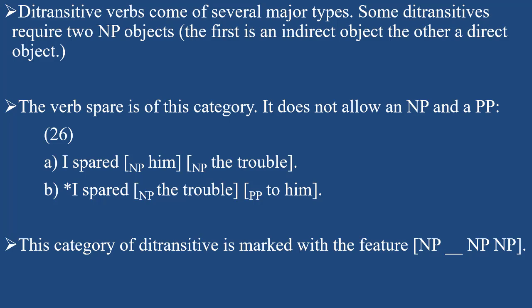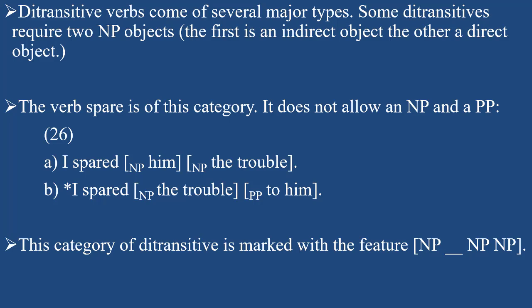Ditransitive verbs come in several major types. Some ditransitives require 2 NP objects. The first is an indirect object. The other is a direct object. The verb spare is of this category. It does not allow an NP and a PP. I spared him the trouble. This one is correct.